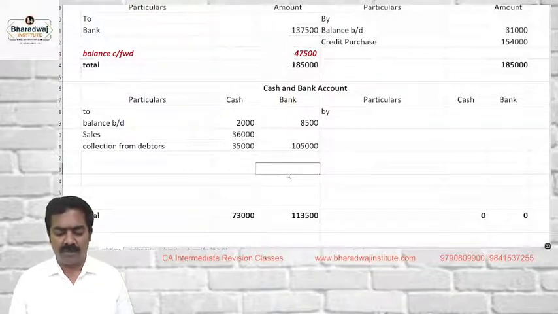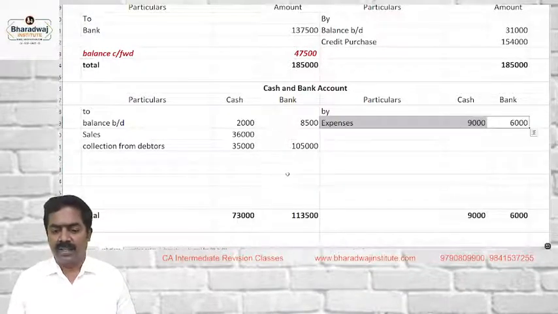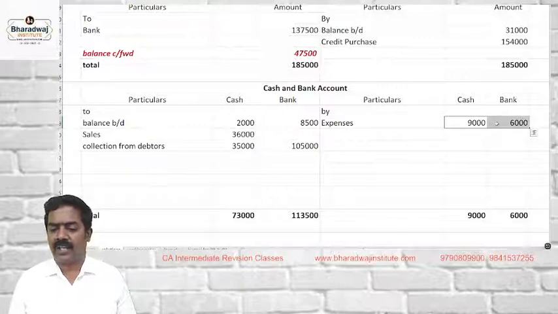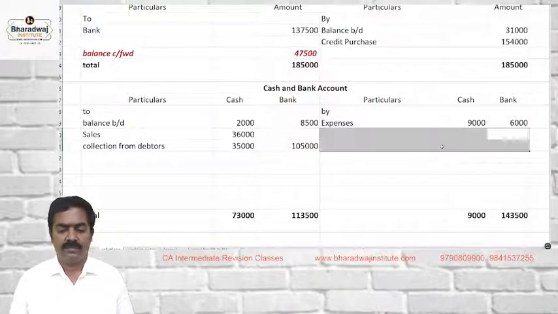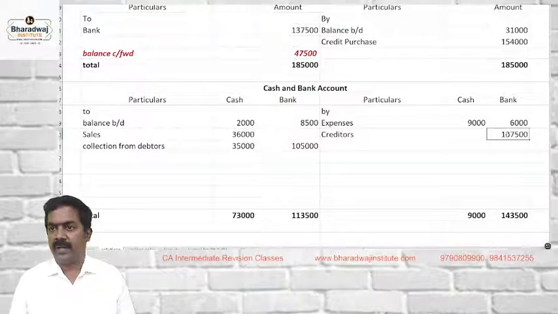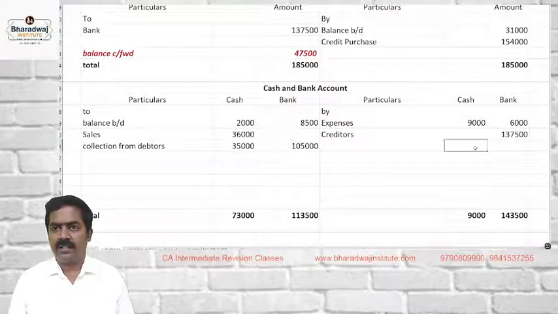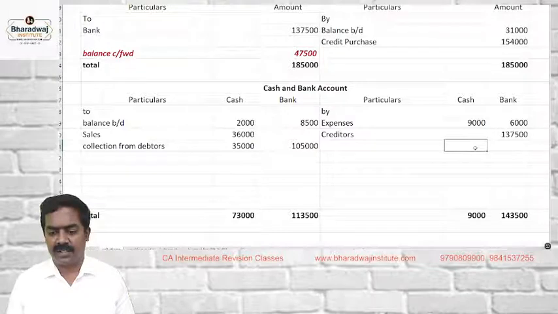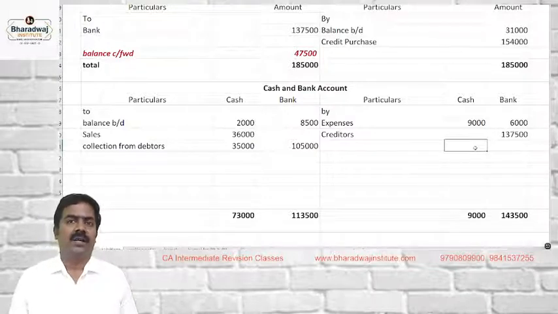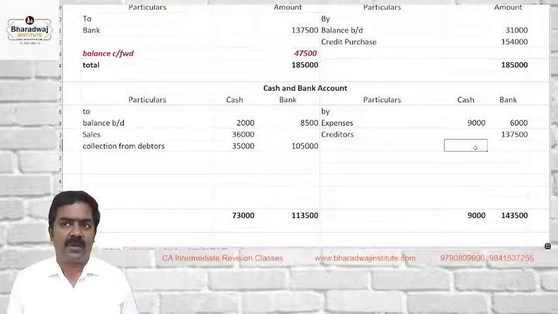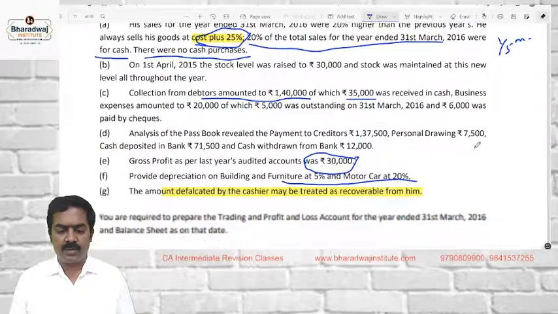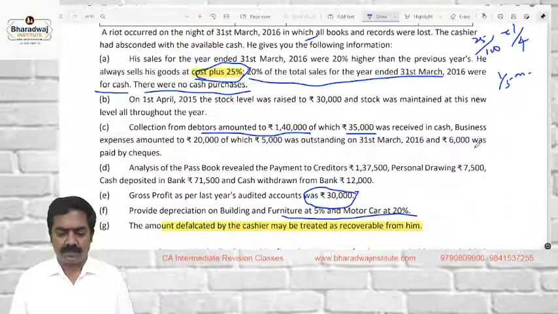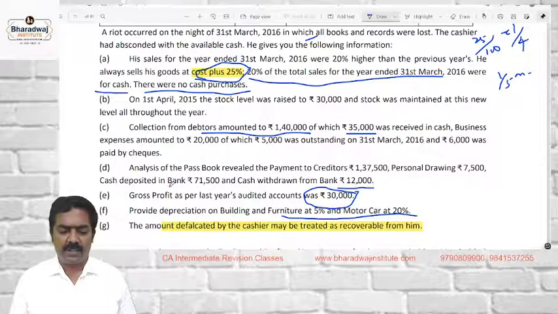Check collection. Then expenses are paid both cash as well as through what? Checks. Then creditors are paid by check. Creditors are paid by check only. There is no cash purchases given in the problem. Okay. Is there any cash withdrawn from bank and deposited in bank? Check it. How much is withdrawn? How much is deposited? 12,000 withdrawn. How much is deposited?